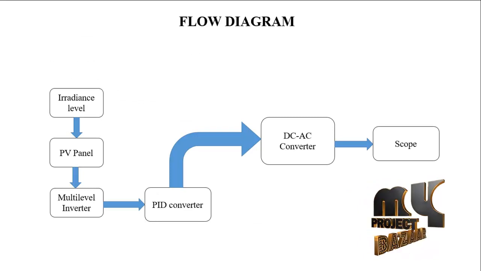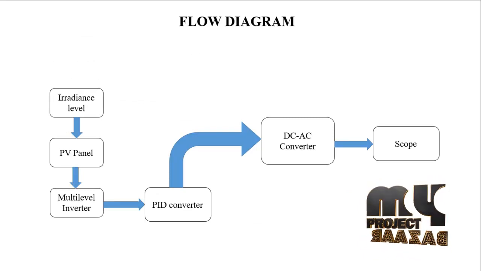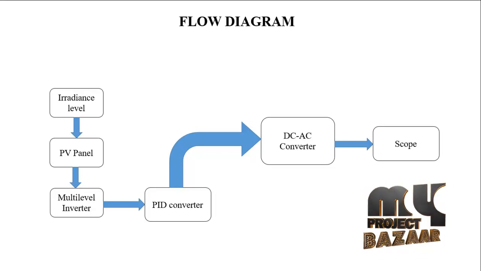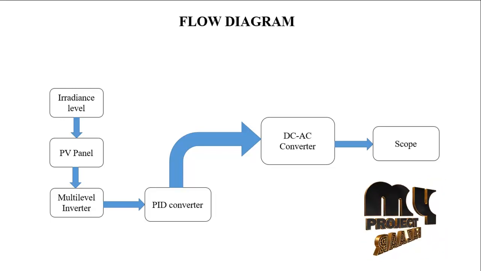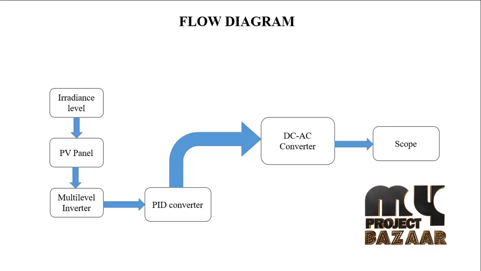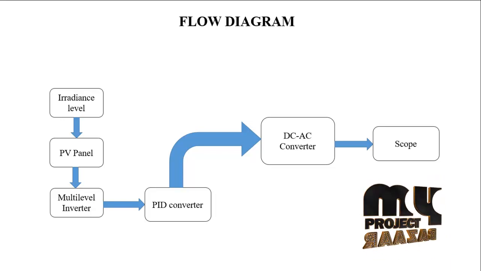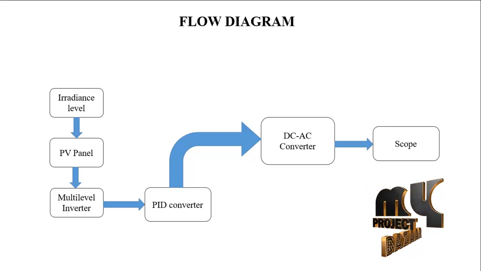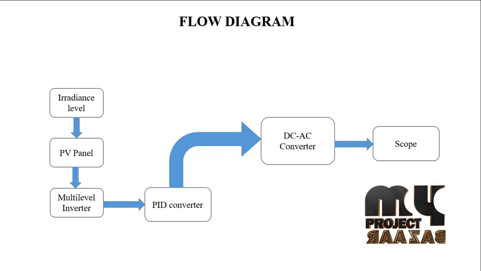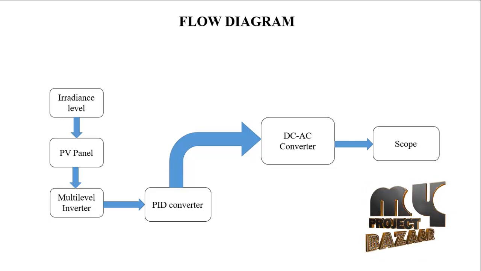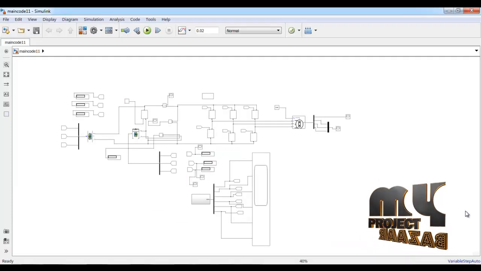The PV panel has two inputs: one is the radiation level, another is the temperature. After that it is connected to the multi-level inverter, where we are connecting 3 PV panels. Using the PID controller, the pulse width modulation will be generated. The existing method is PID, and the proposed method is based on fuzzy logic control. After that it goes to the DC to AC converter, and in the scope we are seeing the output.